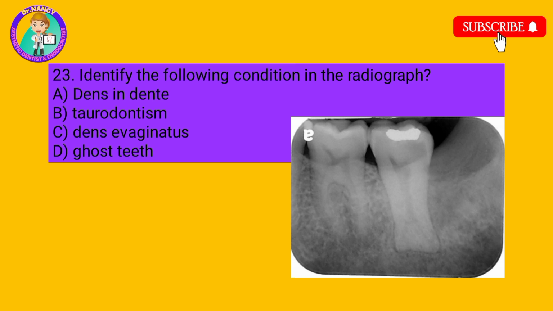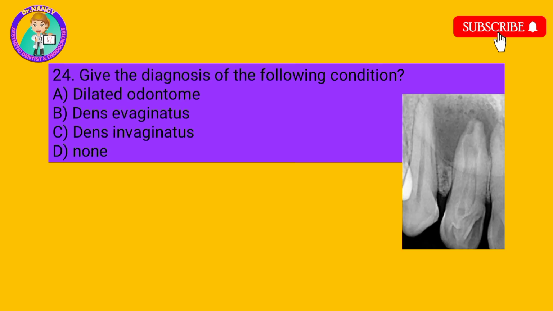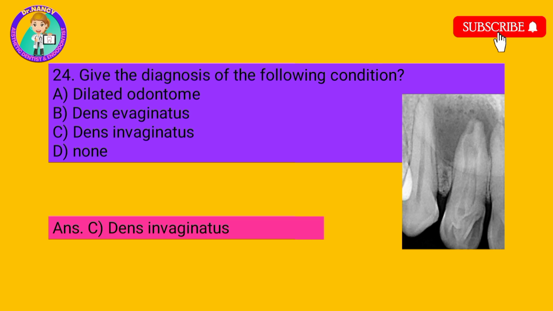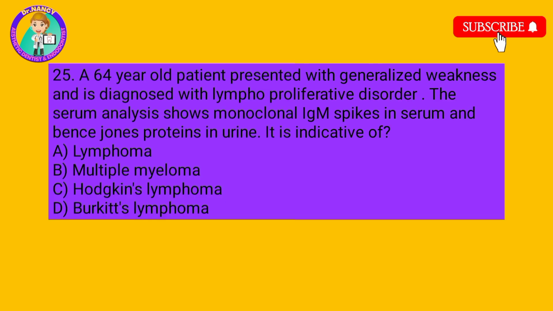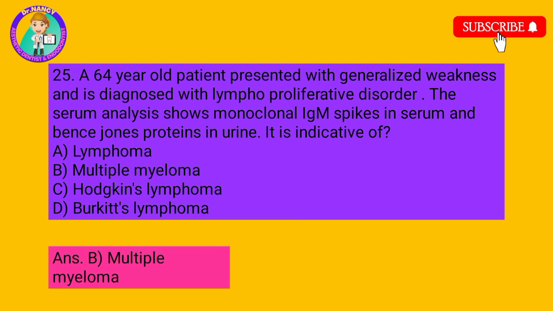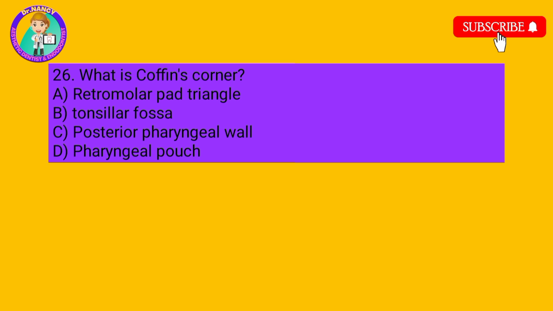Identify the following condition in the radiograph: dens in dente, taurodontism, dens invaginatus, ghost teeth. Answer: taurodontism. Give the diagnosis of the following condition: dilated odontome, dens invaginatus, none. Answer: dens invaginatus. A 64-year-old patient presented with generalized weakness and is diagnosed with lymphoproliferative disorder. The serum analysis shows monoclonal IgM spikes in serum and Bence-Jones protein in urine. It is indicative of lymphoma, multiple myeloma, Hodgkin's lymphoma, Burkitt's lymphoma. Answer: multiple myeloma. What is Coffin's corner?